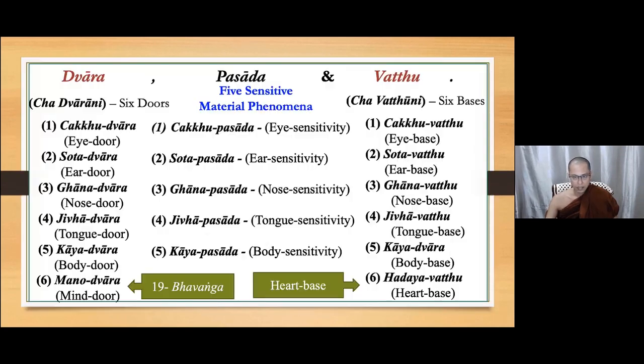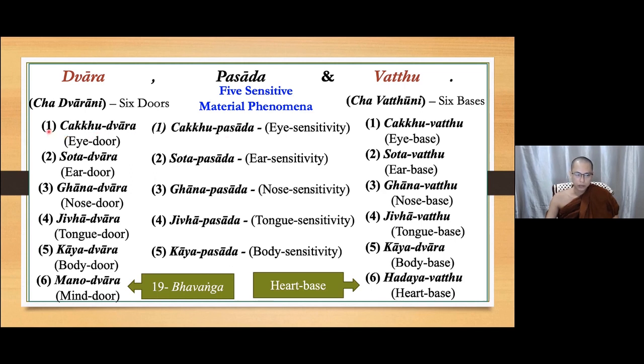In today's lesson, we need to know, first of all, what are the Dwara and what are the Vatthu. Here the classification in the Abhidhamma Sangha shows six doors, Cha Dwarani, and six bases, Cha Vatthuni. They are very similar in essence and also in name, so I combine two Sangaha into one lesson. This is not difficult here.